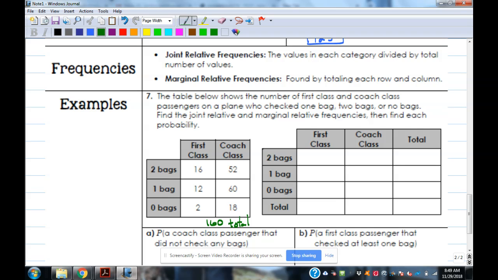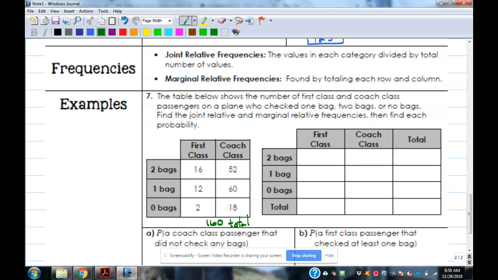What do we know about, let's see, if we're going to do the marginal relative frequencies, totaling each row or column, we need the totals for rows and columns here, right? Or, well, what's the probability of someone in first class? So let's get those probabilities for this chart over here. Since we got the total, we can get some probabilities.